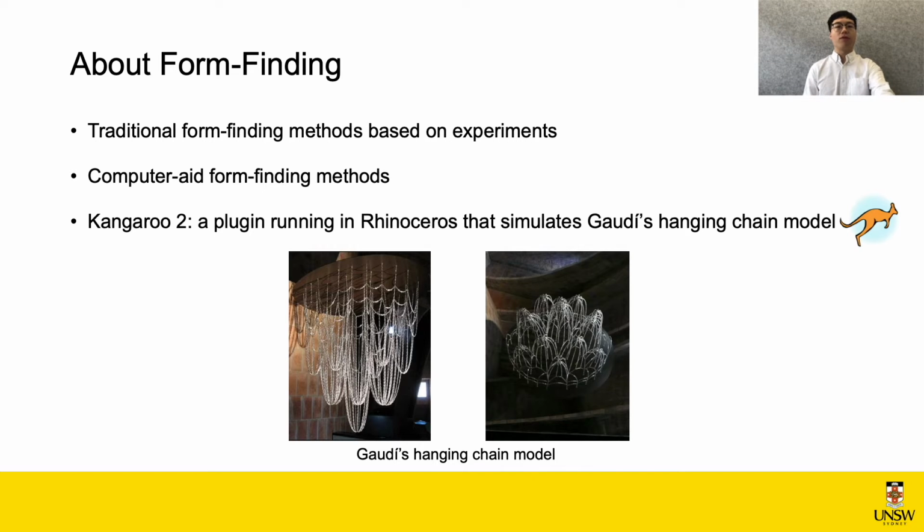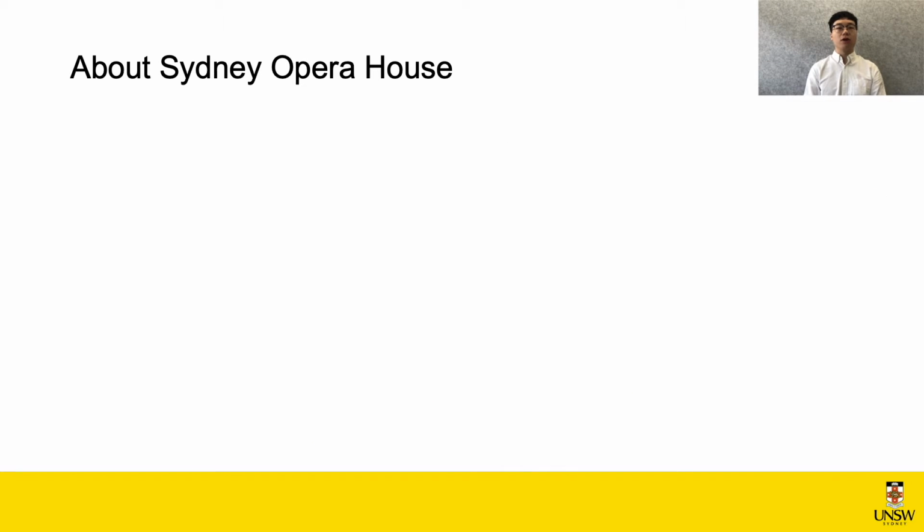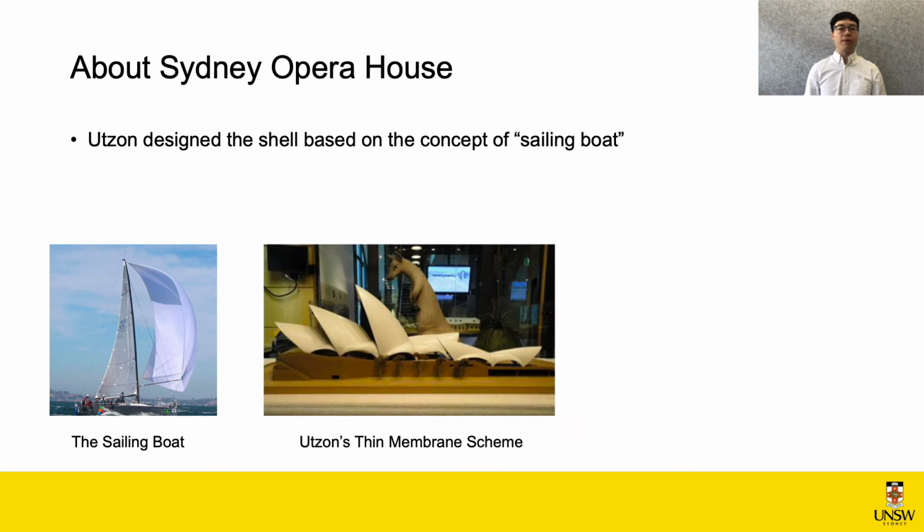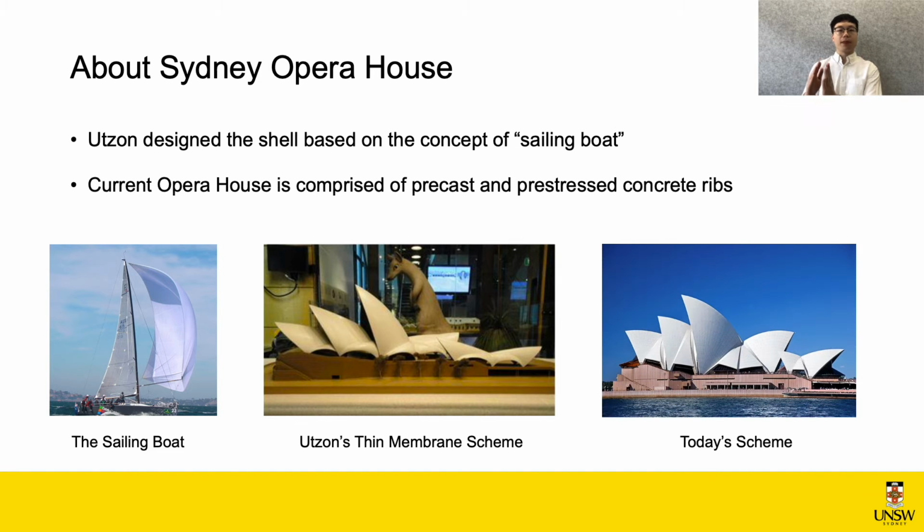Today, we'll look at the form finding of the Sydney Opera House. When designing this iconic project in the last century, the architect John Woodson imagined the Opera House as a sailing boat approaching Sydney, so he proposed a thin membrane scheme for this project, which is different from today's rib scheme. But unfortunately, he had to abandon this membrane scheme because he could not define the geometry at that time.